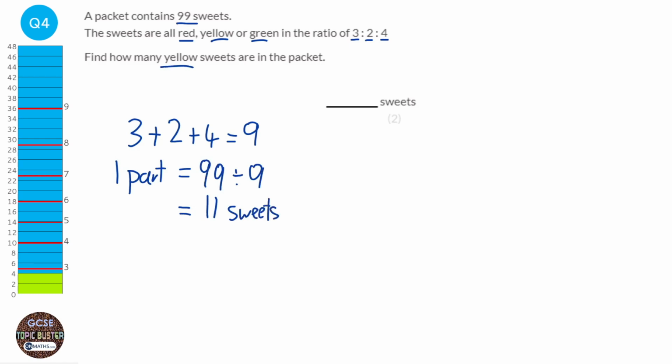We're asked to find out how many yellow sweets, and yellow is the middle one, so it's going to be the 2. So yellow has 2 piles of 11 sweets. 2 times 11 is going to be 22, so it's going to be 22 sweets.